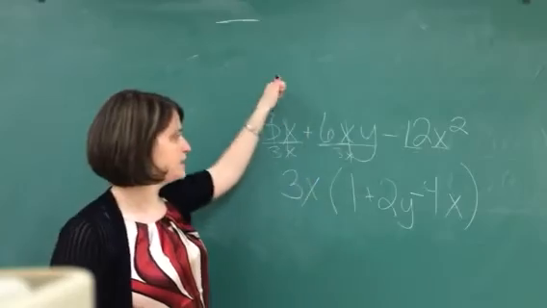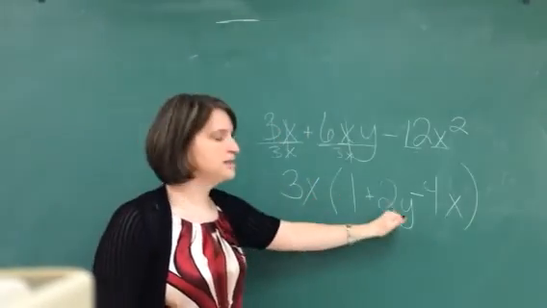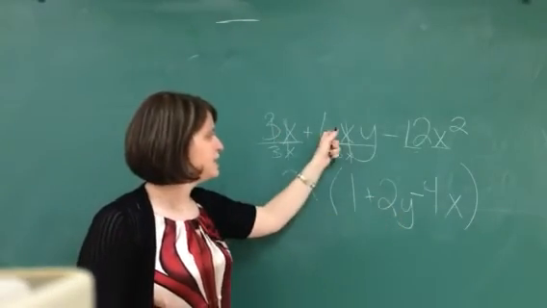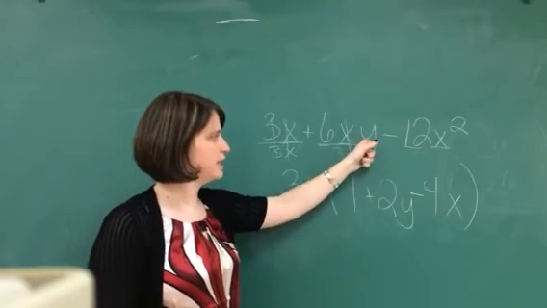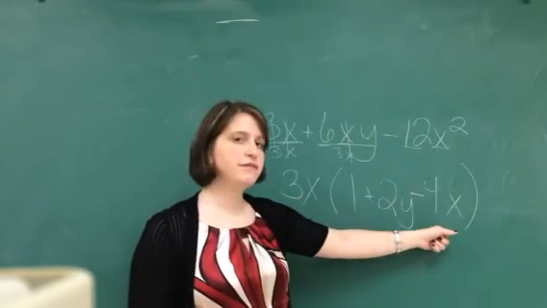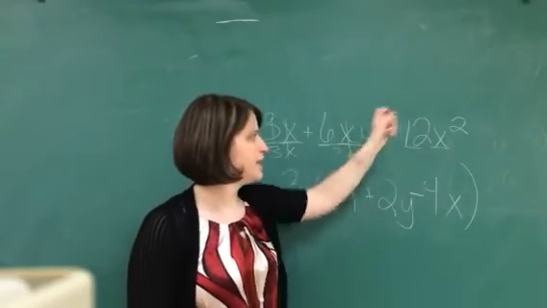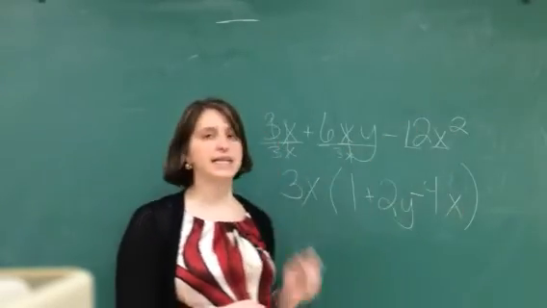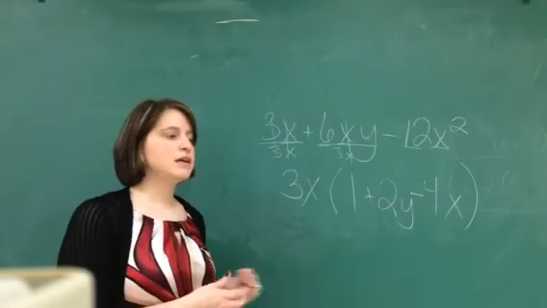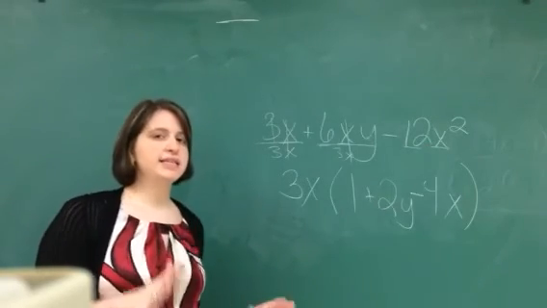3x times 1 gets me 3x. 3x times 2y gets me 6xy, right? And then 3x times negative 4x gets me negative 12x squared. Because 3 times negative 4 is negative 12. X times x is x squared. So that's factoring by taking out a greatest common factor.